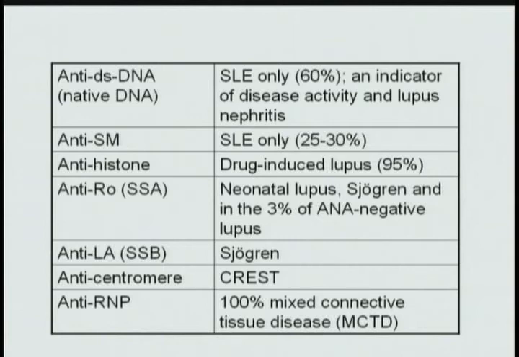The anti-centromere antibodies are associated with CREST syndrome. We talked about this in the pattern, right? And the anti-RNP antibodies are sometimes seen in these diseases called connective tissue diseases or mixed connective tissue diseases. I want you to know specifically the anti-double-stranded DNA, the anti-Smith antibody, the anti-histone is very important, and the anti-Rho, anti-La, and anti-centromere are also very important, and we'll be talking about them again when we talk about the specific diseases.